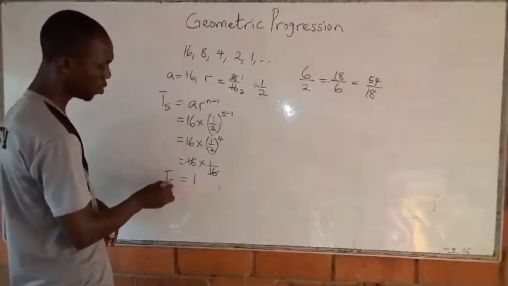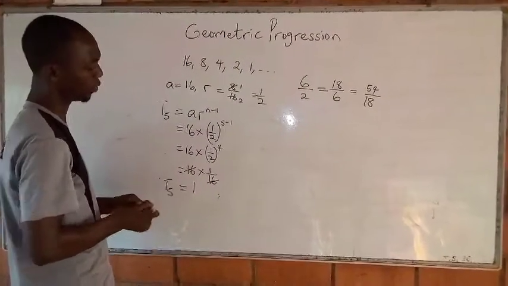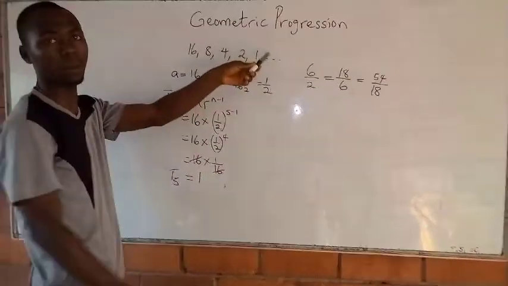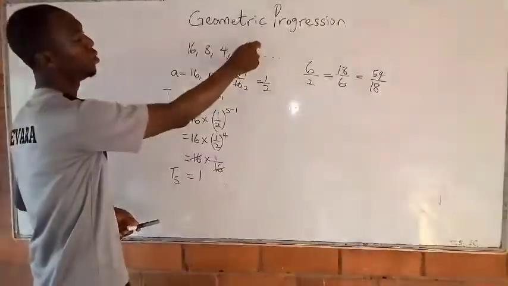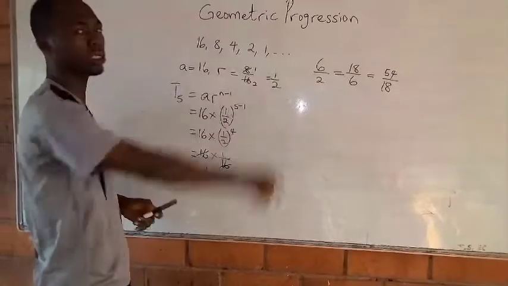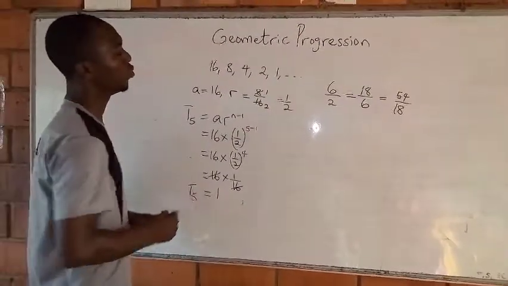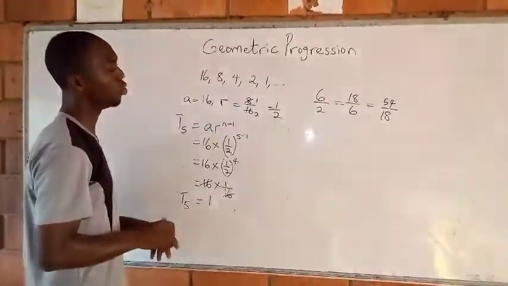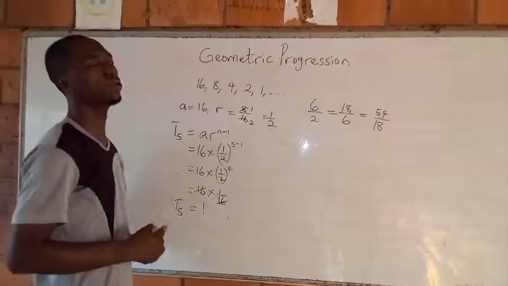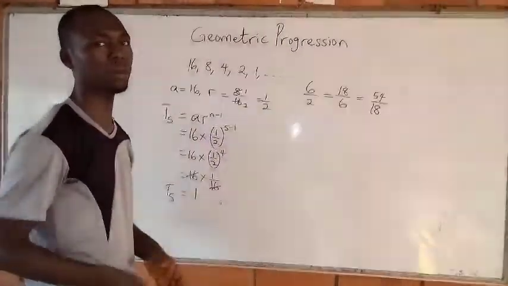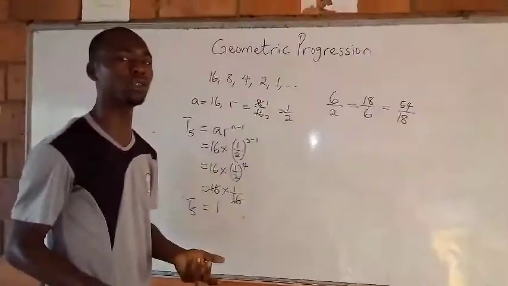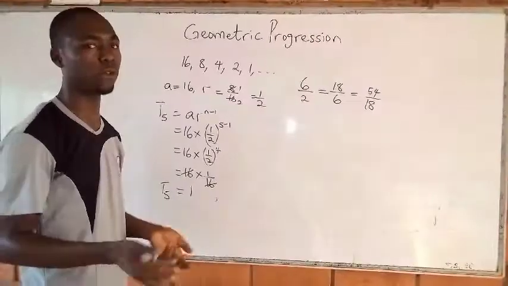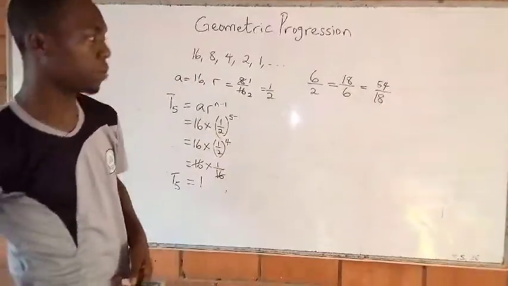So the fifth term is 1. And as you can see from the series, 1, 2, 3, 4, 5, this is the fifth term, 1. So we are just proving that this is a geometric progression. So that is how to get the nth term of a given geometric progression. Or sometimes you'll be given the first term and the nth term, and the question will ask you to find the common ratio. Or you will have the common ratio and the nth term, and you'll be asked to find the first term. Let's take one example on that.